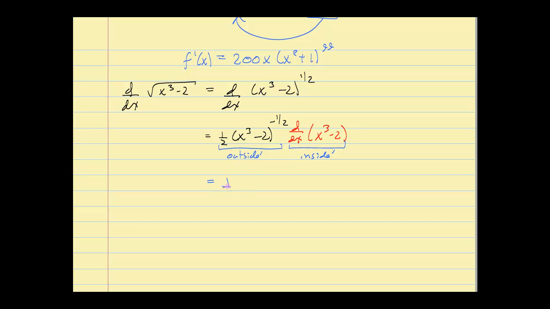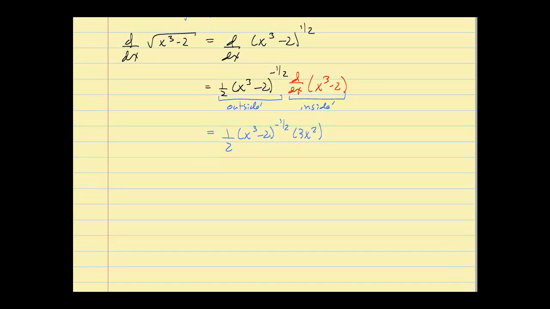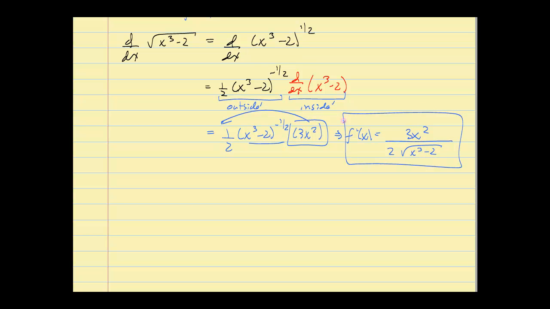So simplifying, dragging along, the derivative of x cubed minus 2 is just 3x squared. The derivative of minus 2, derivative of a constant, is 0. So we can simplify this a little bit. Again, all the coefficients I need to go ahead and pull out front. And I get f prime of x is equal to 3x squared in my numerator. And then this flips because of the negative exponent, square root of x cubed minus 2. And this is my derivative.